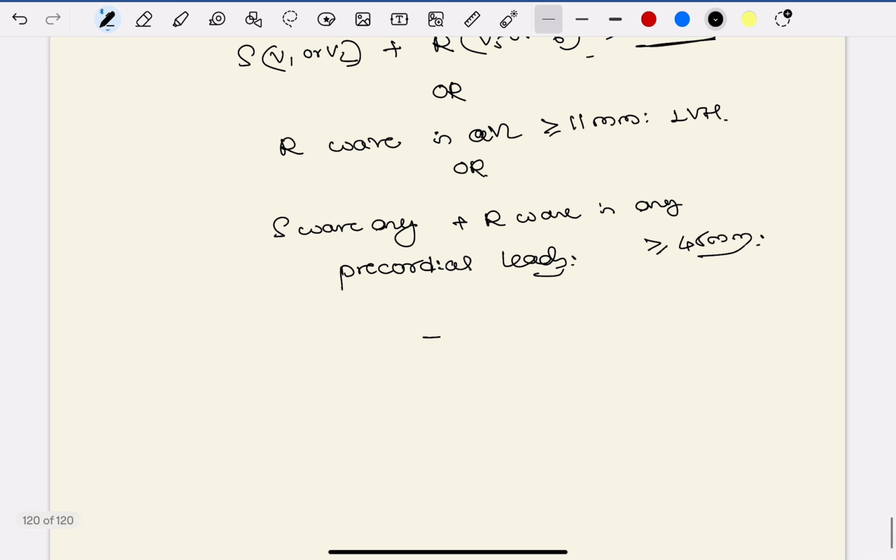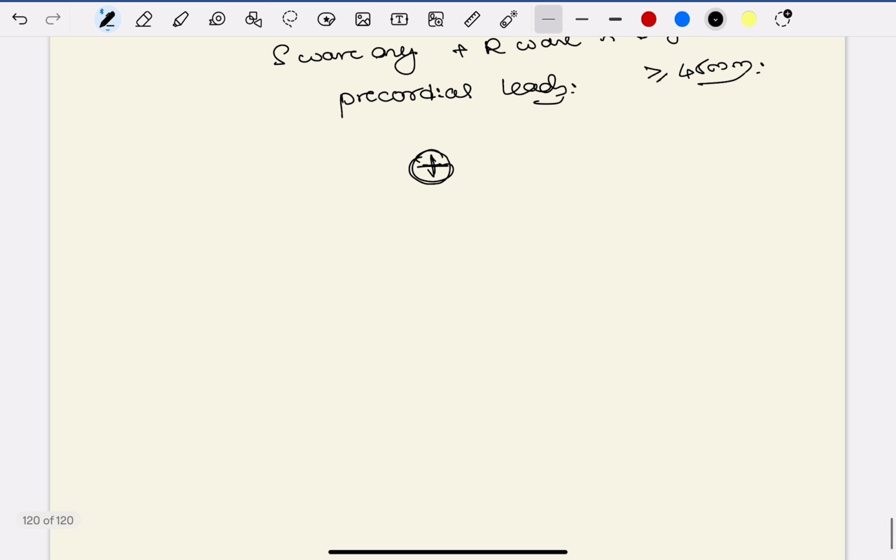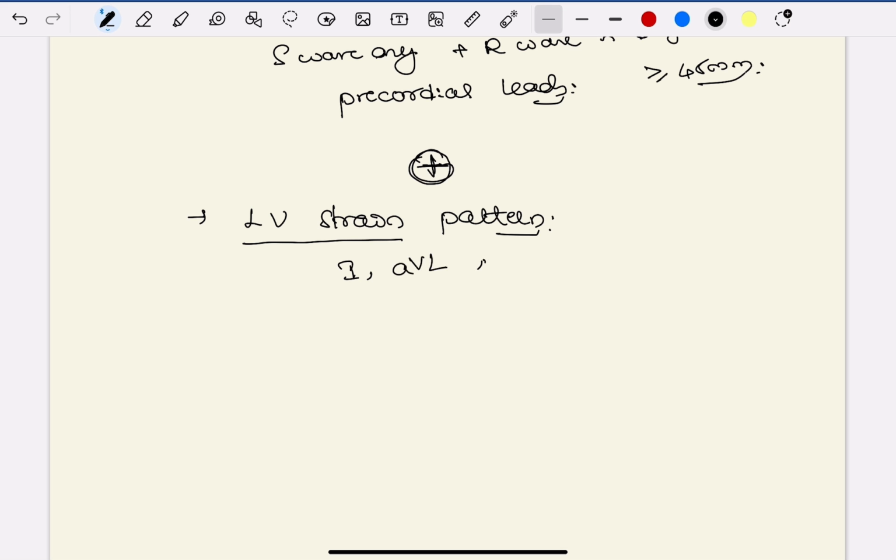This has to be accompanied by, see here it is R, now it is plus. That means both the voltage criteria as well as non-voltage criteria have to be present to call it LVH. So what are the non-voltage criteria? You may get an LV strain pattern. What does LV strain pattern mean? See, the leads looking at the left ventricle are lead 1, lead AVL, lead V5 and lead V6. These leads are looking at your LV. So any left ventricular pathology will be represented in these leads.